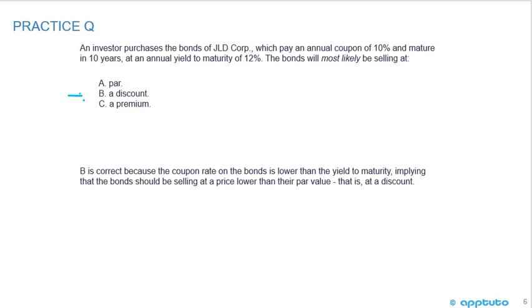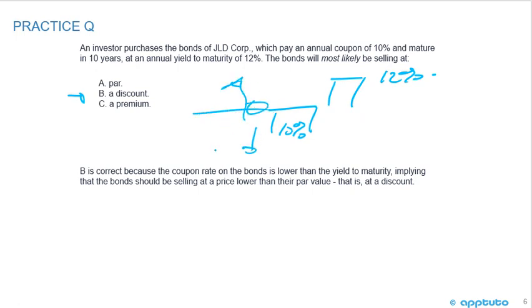So B is correct because the coupon rate on the bonds is lower than the yield to maturity. So sometimes I'm just going to do it like this. I'm going to do 10%, that's my coupon, and I'm going to do 12%, that's my yield to maturity, so that I know that the bond must be trading at a discount. I need to lower my price to increase my yield, okay? The coupon is at 10%. Anyhow, the coupon on the bonds is lower than the yield to maturity, implying that the bond should be selling at a price lower than its par value, that is, at a discount.